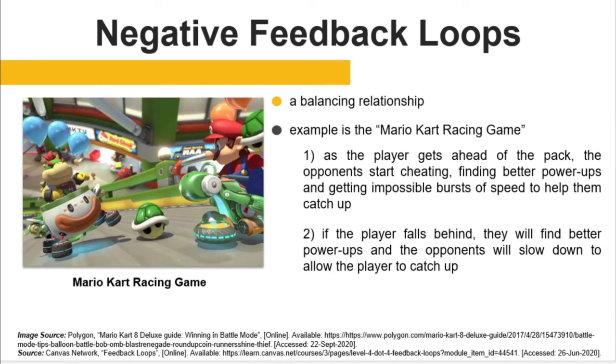What about negative feedback loops? Negative feedback loops are said to be a balancing relationship. When something happens in a game, such as one player gaining an advantage over the others, a negative feedback loop makes it harder for that same thing to happen again. If one player gets in the lead, a negative feedback loop makes it easier for the opponents to catch up and harder for a winning player to extend their lead.